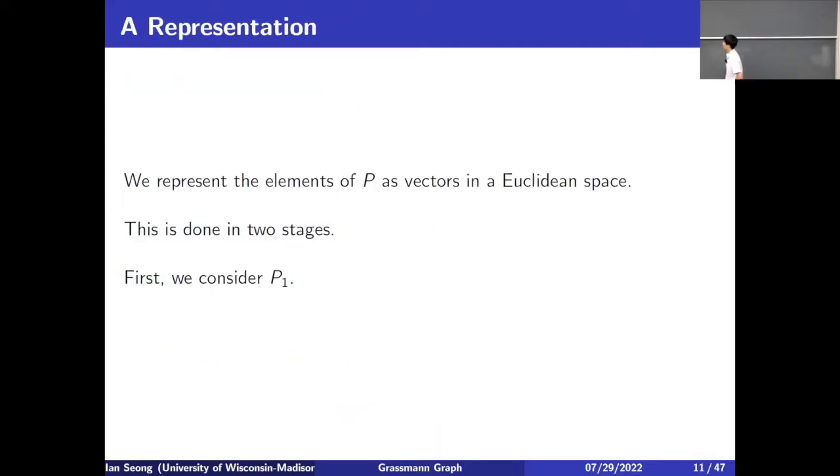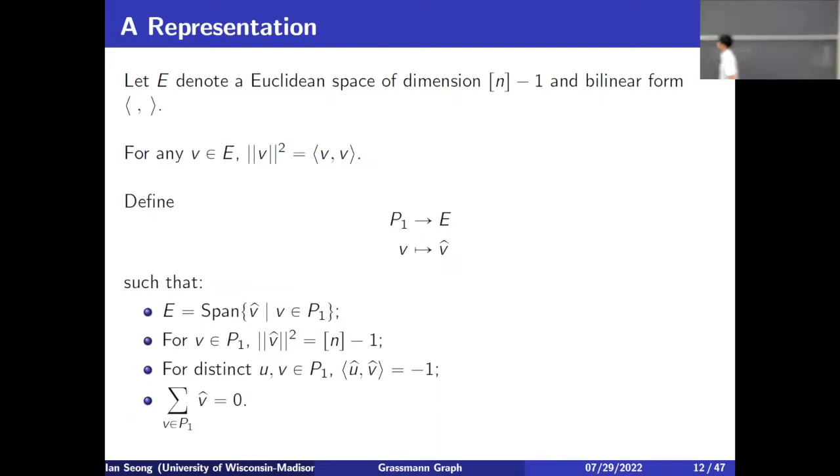Okay, now we talk about a representation. So we're going to represent the elements of P, the projective geometry, as vectors in a Euclidean space. And we're going to do this in two stages. First, we consider the P1, which are one-dimensional subspaces of an n-dimensional vector space. And this is how we're going to do it. So we let E denote a Euclidean space of dimension bracket n minus 1. And remember that bracket was the q to the n minus 1 thing, and a bilinear form of brackets.